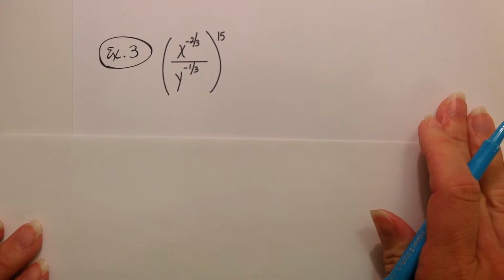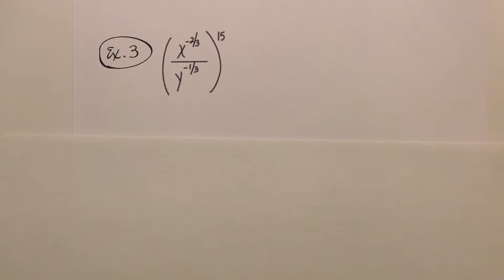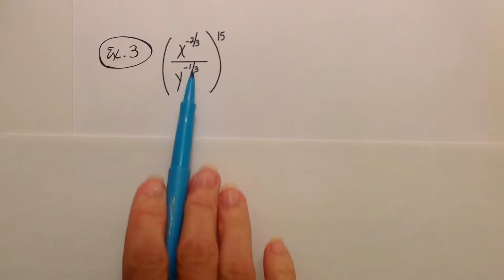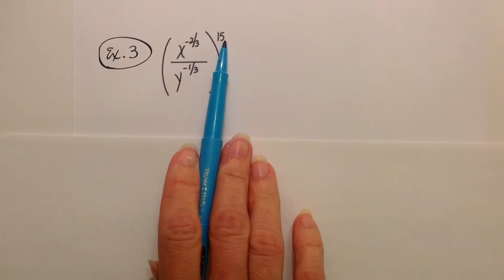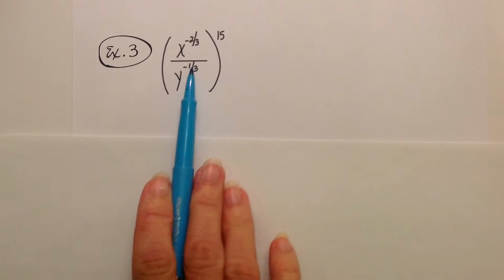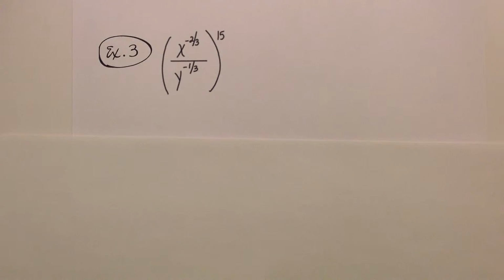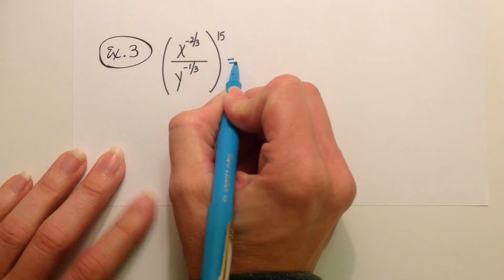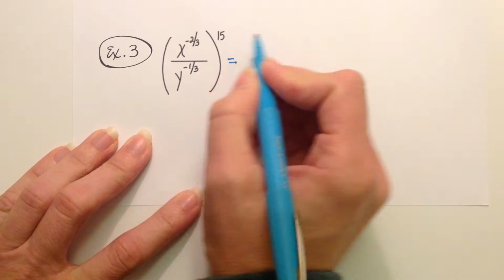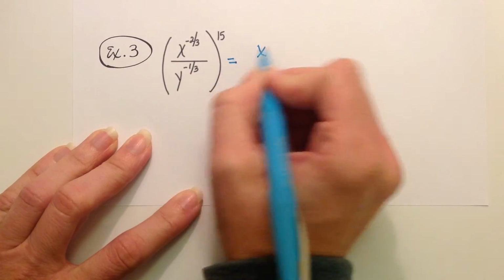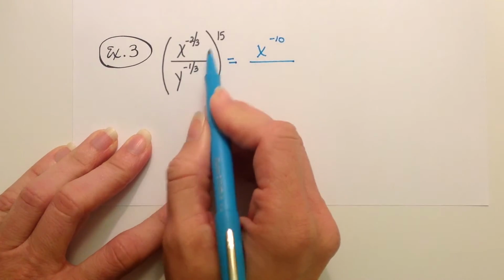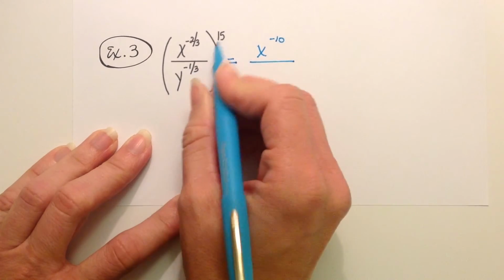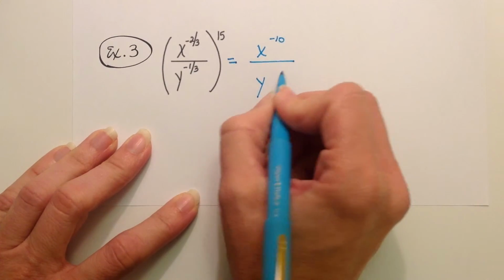Okay, still using the same concept as on the last problem, except I've got a fraction this time. But each of these you have to raise to the 15th power. And again, it's a power to a power here, a power to a power here. So you'll end up multiplying, just like I did earlier. Okay, so first of all, -2/3 times 15. So that's going to give me -10. So x to the -10. And then here, power to a power, so you multiply. So -1/3 times 5 is going to give us -5.